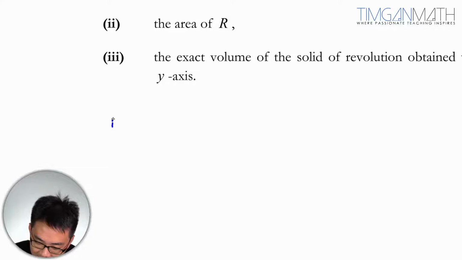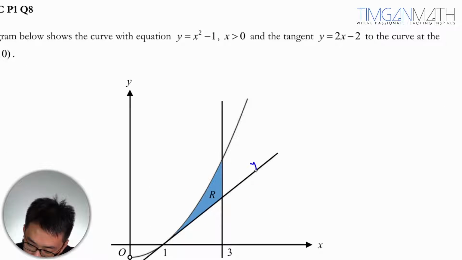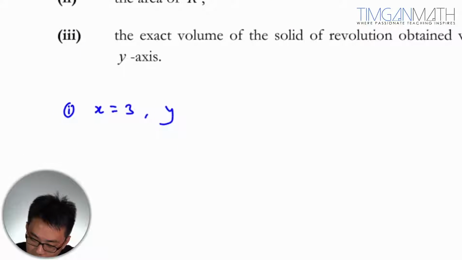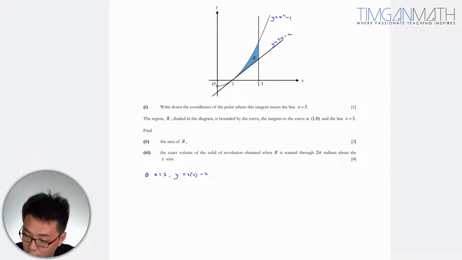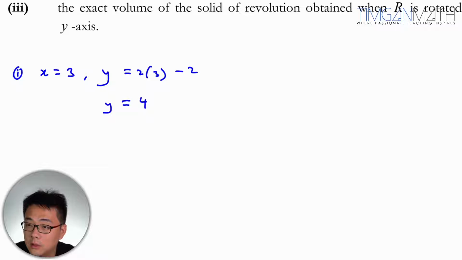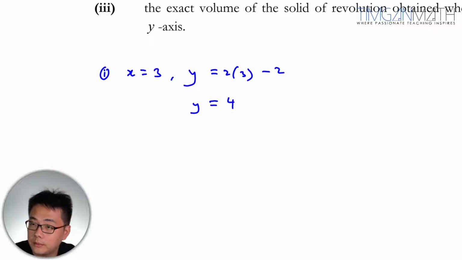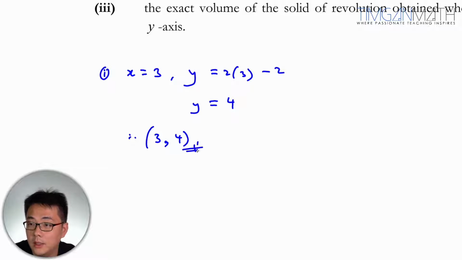So the first one is when x equals 3. Just sub into the equation of the tangent, which is y equals 2x minus 2. This is y equals x squared minus 1. So that will be 2 times 3 minus 2. That would just be 6 minus 2, which is 4. So the coordinates are (3, 4). That's all.